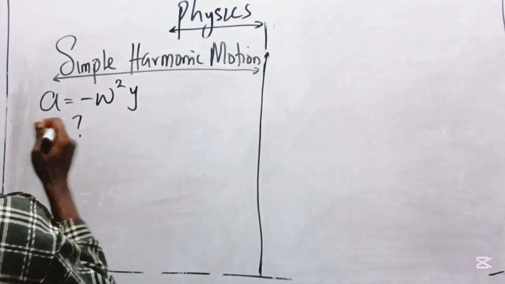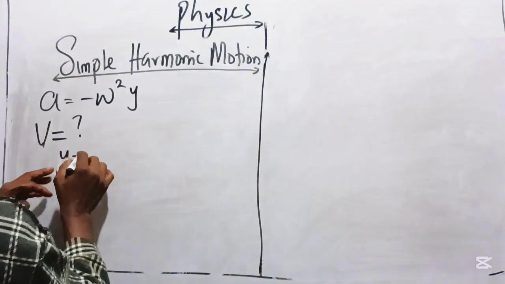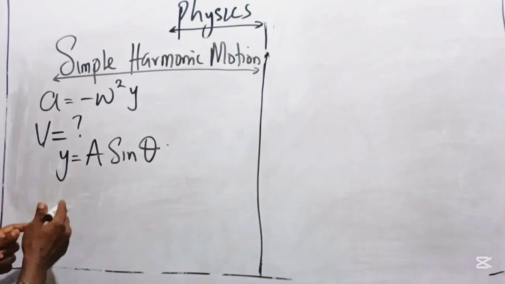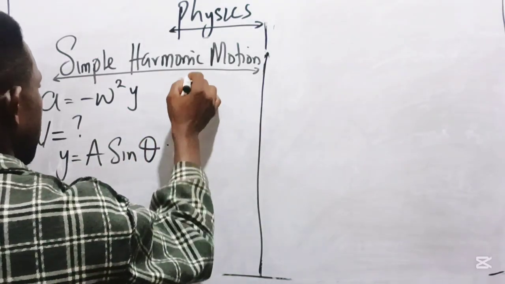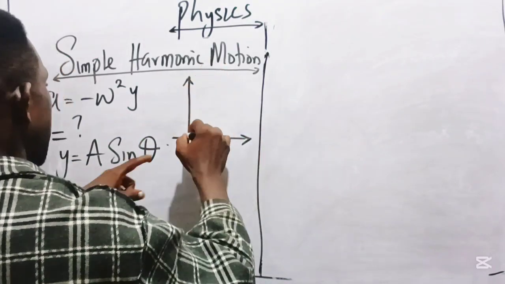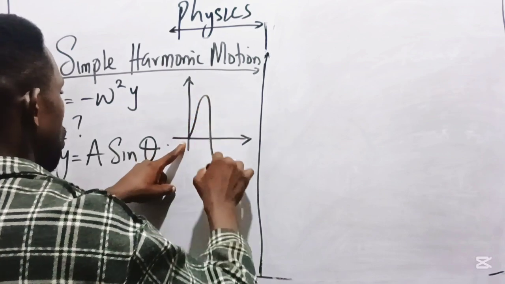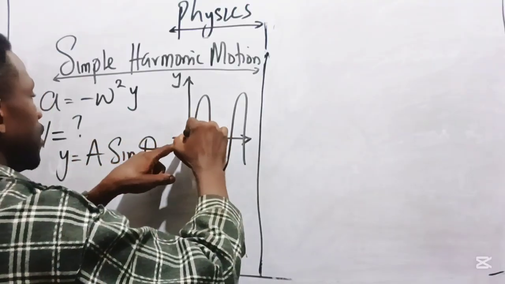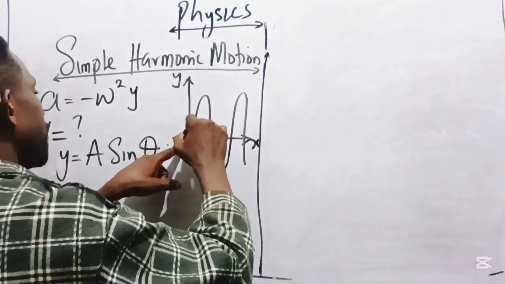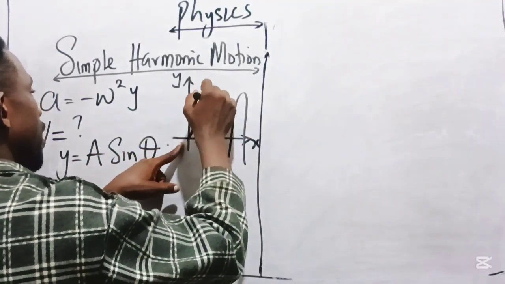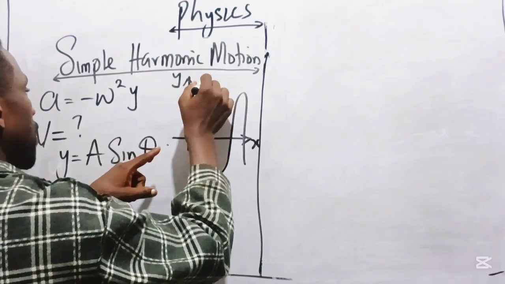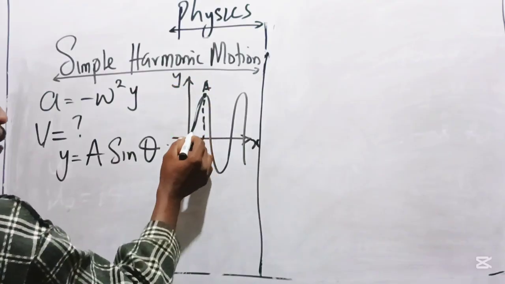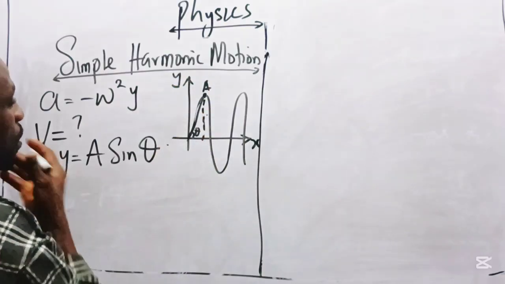We already know that y is equal to a sine theta. If a body is exhibiting simple harmonic motion, it goes up, down, up, down. Now, here is the y-axis, and here is the x-axis. From here to here is the amplitude, which is the maximum displacement. Then here is angle theta, and this is y.